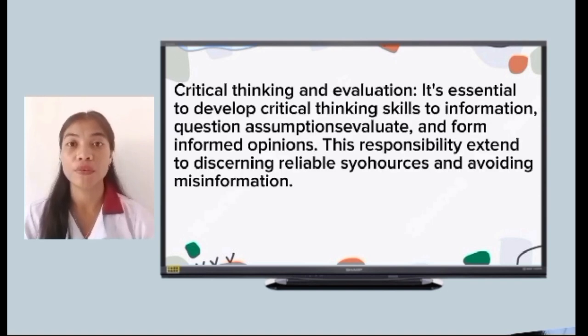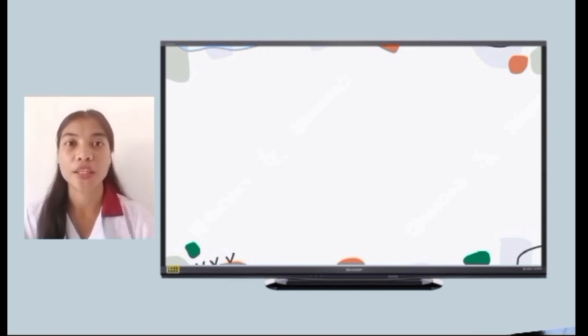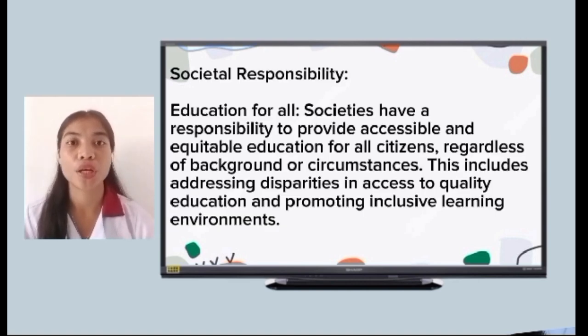Critical thinking and evaluation. It's essential to develop critical thinking skills to evaluate information, question assumptions, and form informed opinions. This responsibility extends to discerning reliable resources and avoiding misinformation. In societal responsibility, we have education for all, promoting knowledge sharing and addressing societal changes.